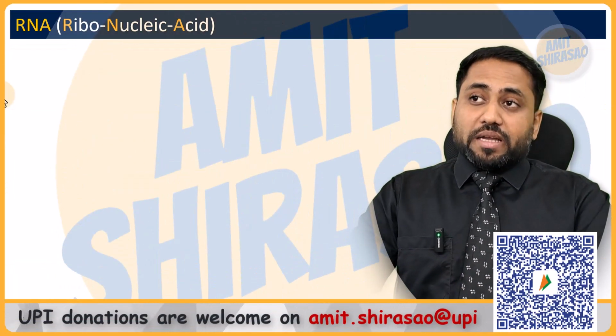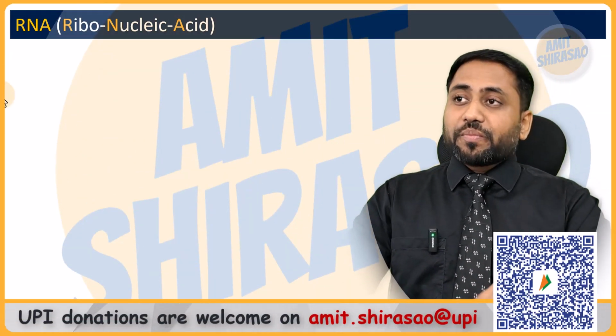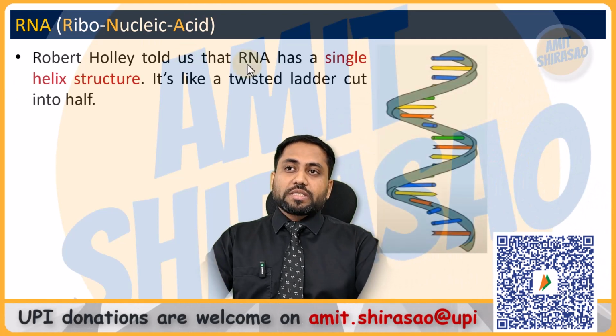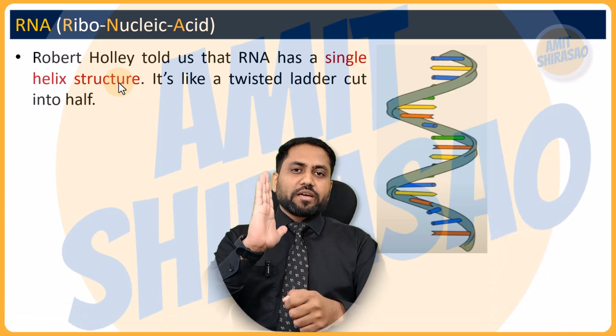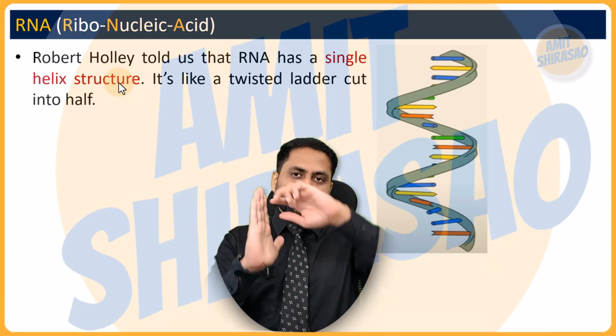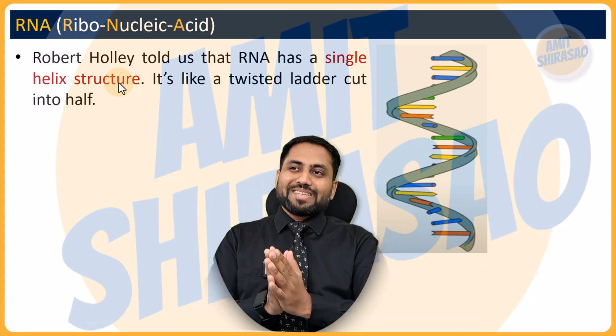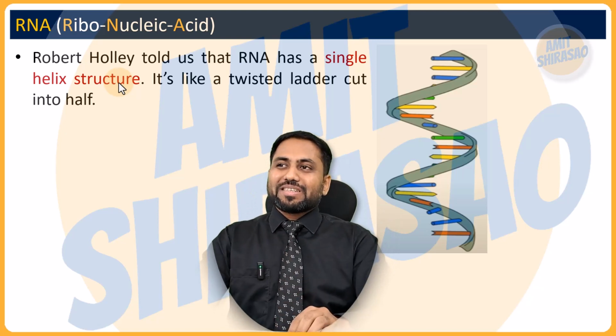What is an RNA? RNA is ribonucleic acid. I already told you, Robert Hawley told us that it has a single helix structure. It is just like one leg of a ladder, and it is also twisted. That is the single helix structure suggested by Robert Hawley.